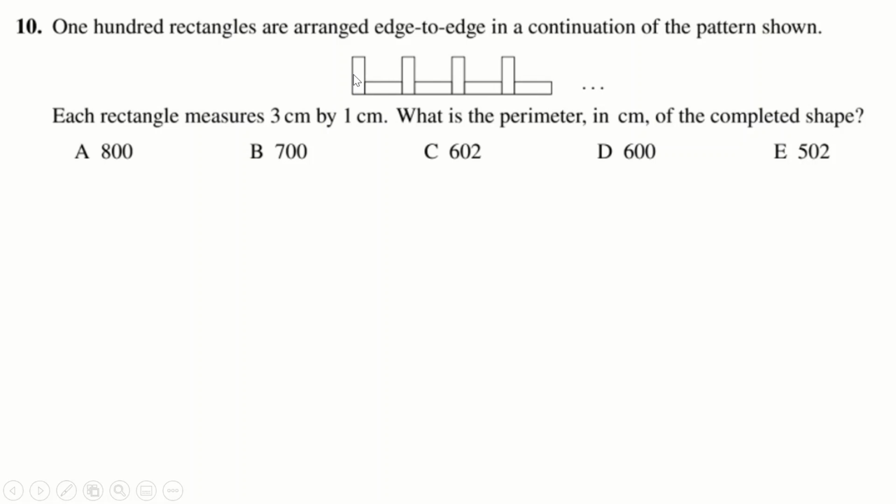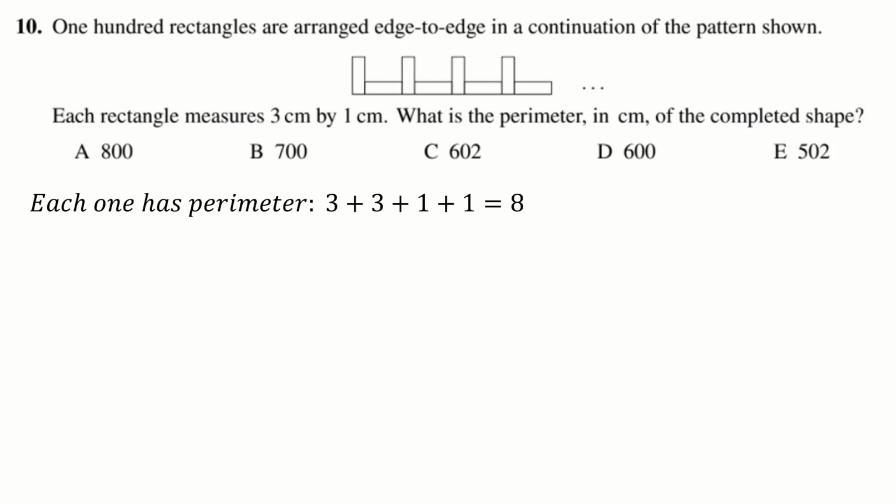So what I did was I worked out the perimeter of each rectangle, which of course is 3 plus 3 plus 1 plus 1. And now what I said is, if these weren't in a shape at all, if they were just all separate, the perimeter would be 8 times 100, right? Because there are just 100 of them. But they're not all separate. They're squished together like this. And so every time they're put together like this, we lose perimeter.